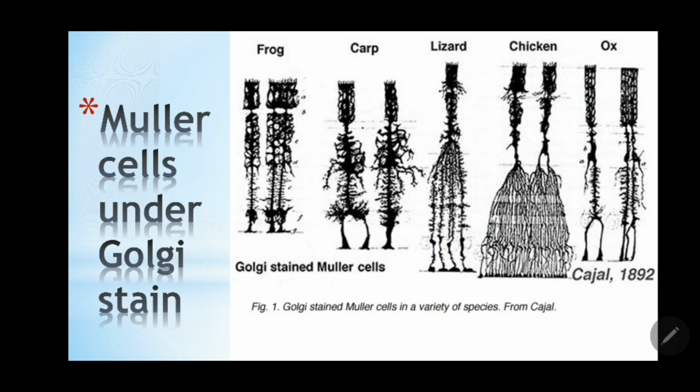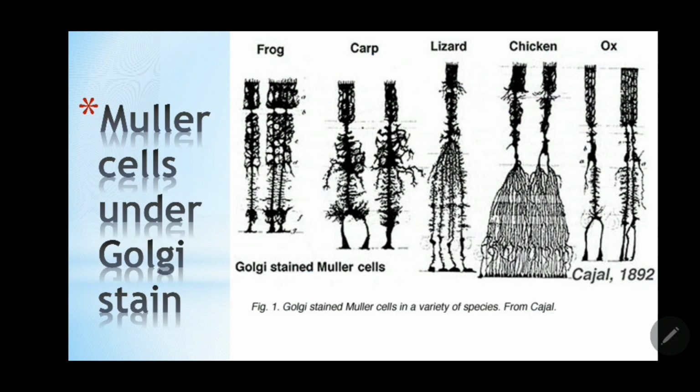Next is just to show you how the Muller cells have been identified. It was identified by the great scientist Cajal. Cajal was the one who identified these Muller cells in 1892 with the help of Golgi stains, from different animals: frogs, cats, lizards, chicken, ox. So you can see how differently it has been stained in different animals. Okay. 2 things you have to remember: Cajal and Golgi stain.